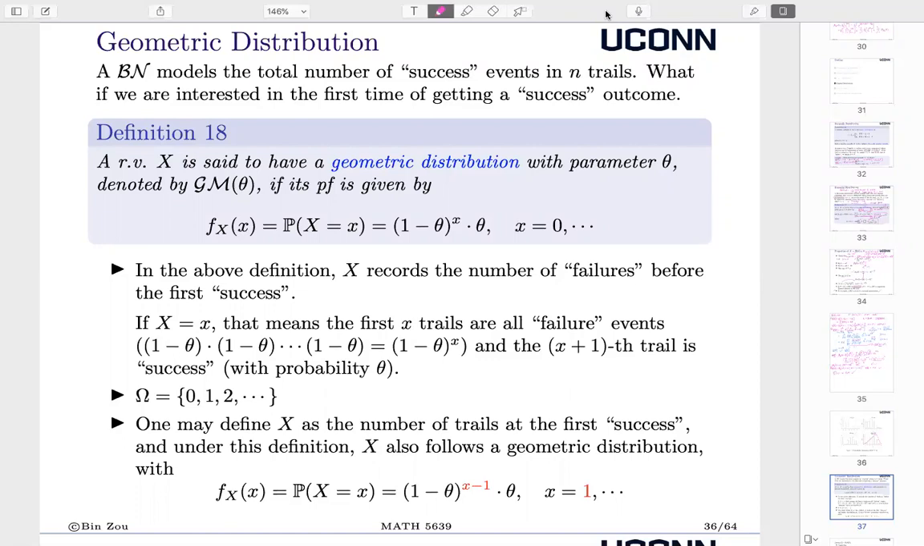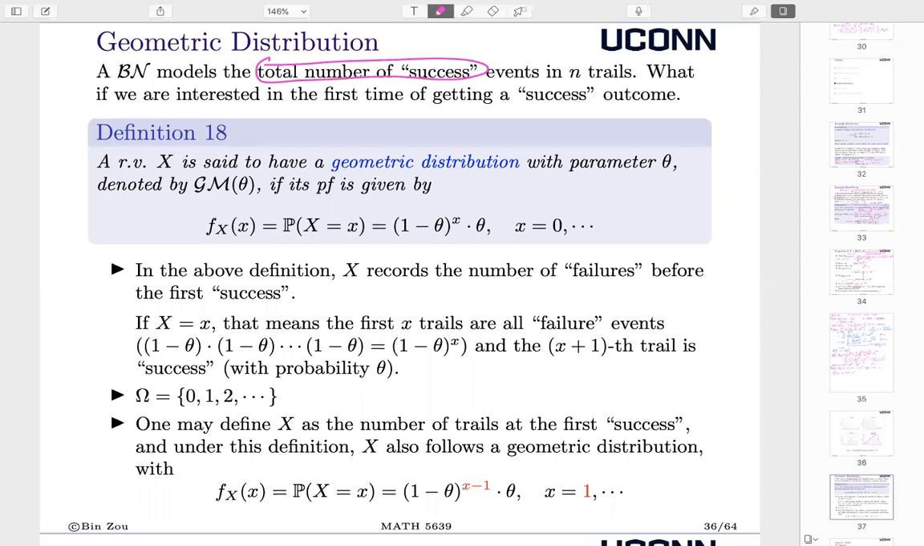Remember, a binomial distribution basically models the total number of success events over n identical and independent trials. Okay, now let's switch the subject. We don't want to study the total number of successes. Instead, we want to know when we will get the first success. That's likely also an interesting subject, right? Not only do we want to know how many times we are able to achieve success, now we also want to know when we will get our first success outcome, okay?